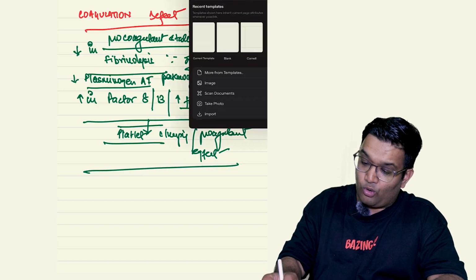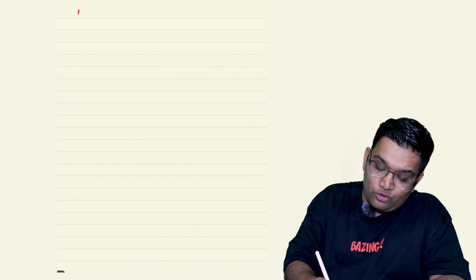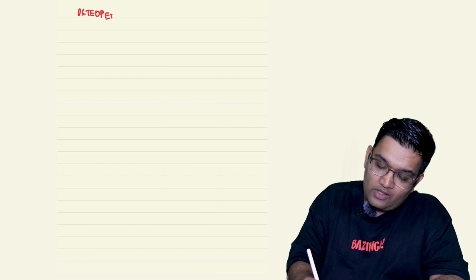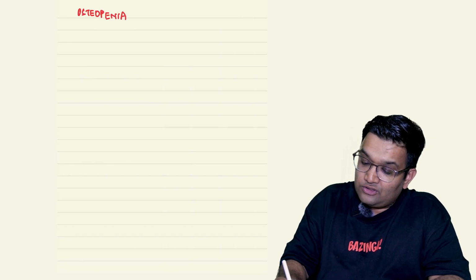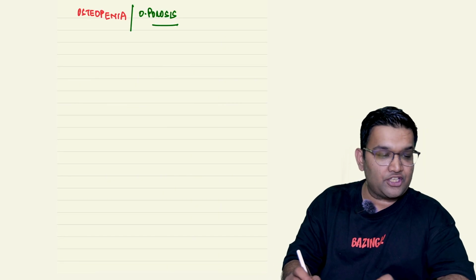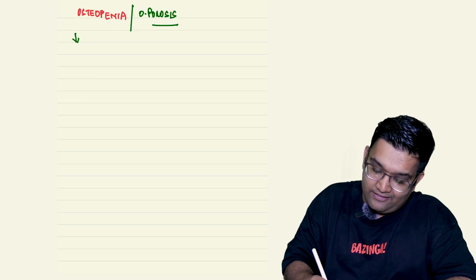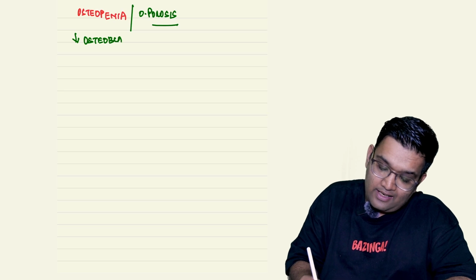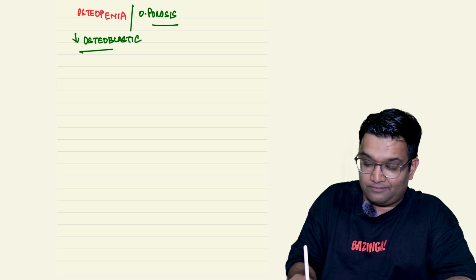Now coming on to the bone. So there is osteoporosis and osteopenia. So why is there osteoporosis or osteopenia? There is reduction in the osteoblastic activity as well as osteoblastic number.